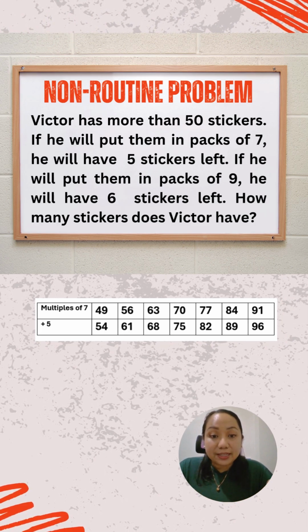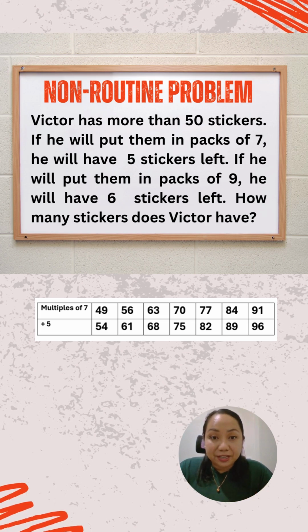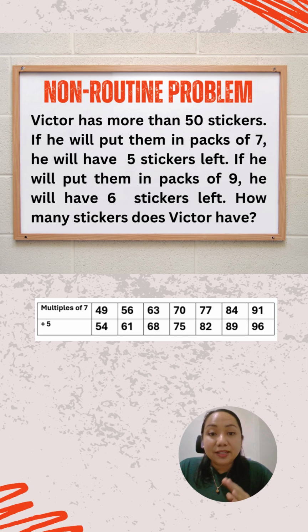So let's start by drawing a table that shows multiples of 7, because it says there that if he will put them in packs of 7, he will have 5 stickers left. So the first row will show the multiples of 7 and the next row should show how many it will be if you add 5 to each multiple. So we have 49, 56, 63, 70, 77, 84, and 91. And if we add 5 to these numbers, we will have 54, 61, 68, 75, 82, 89, and 96.